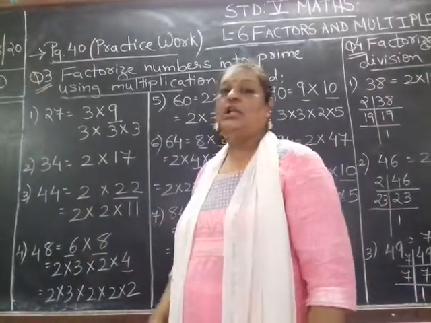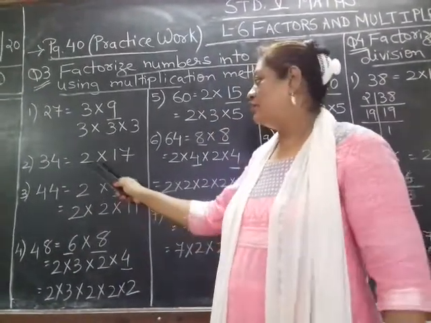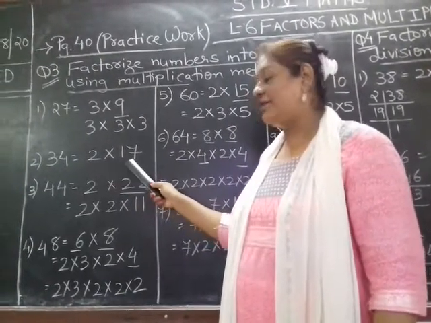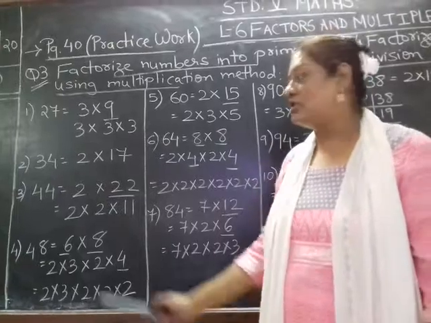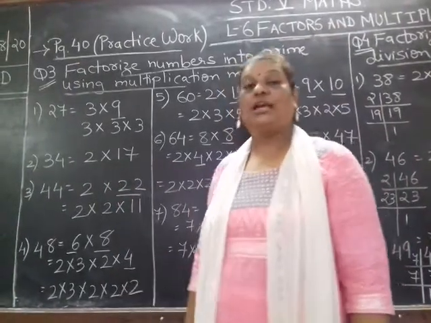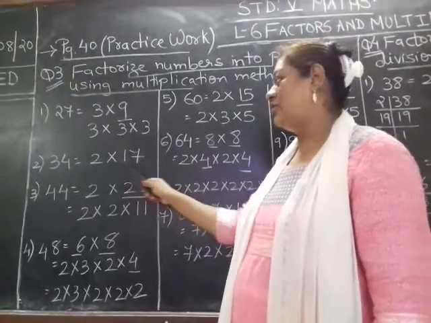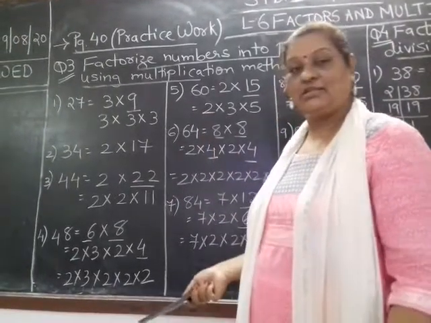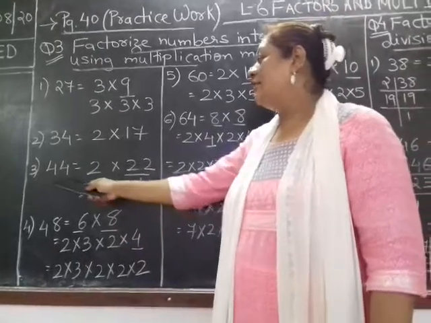Now 34. 34 comes in the table of 2 17s are 34. Why had I not underlined any composite numbers? Because 2 and 17 both are prime numbers. So my answer is solved in this first step only. This is what the multiplication method is. It is not new to you. It is very easy. 44.